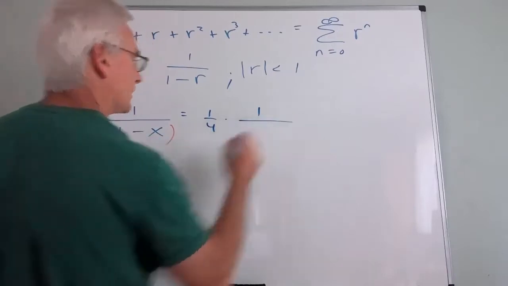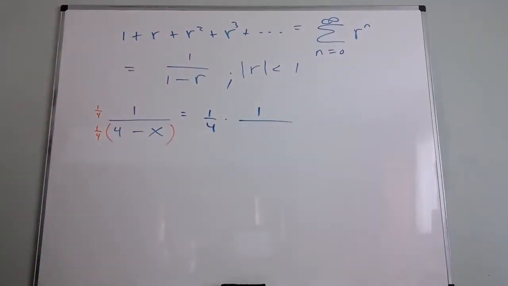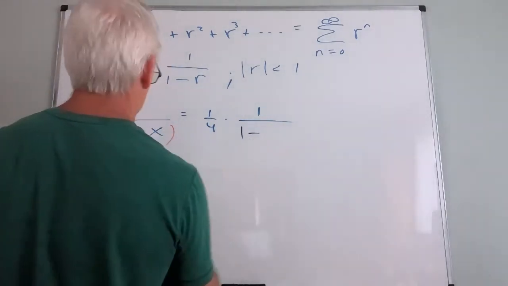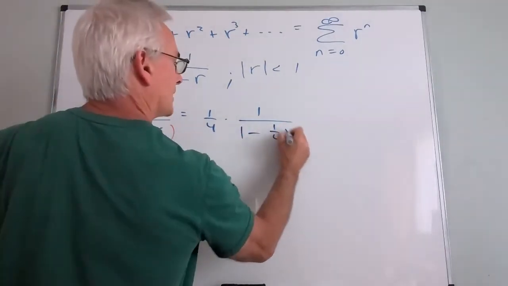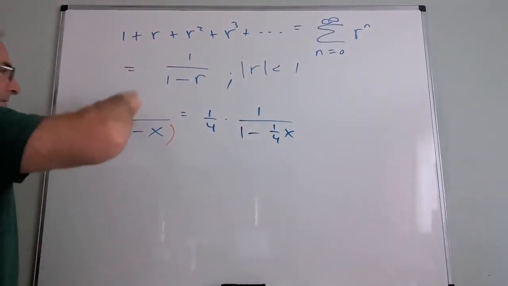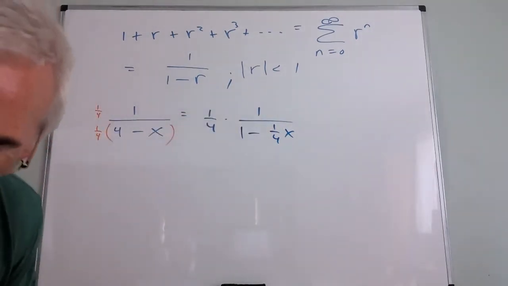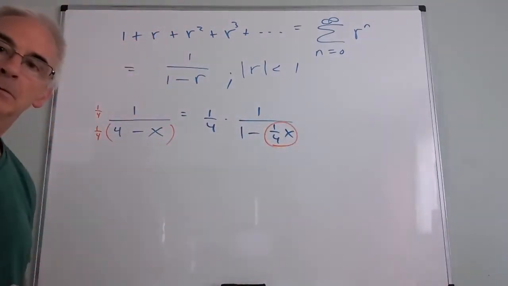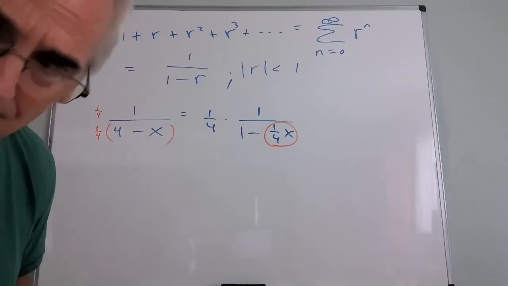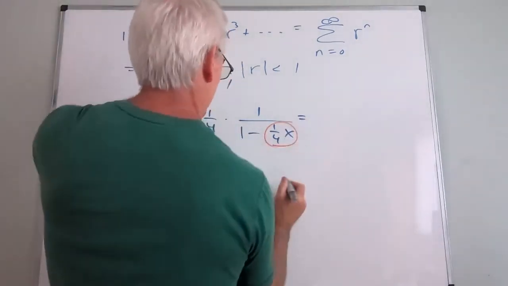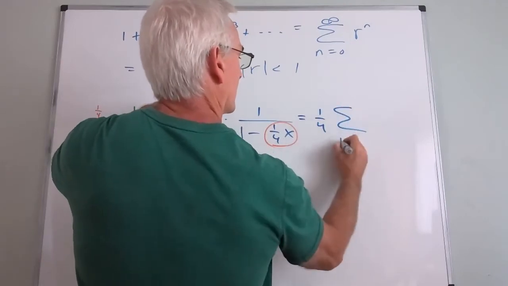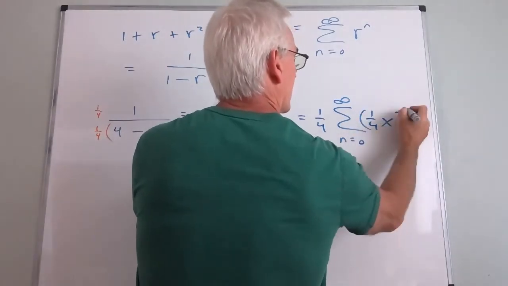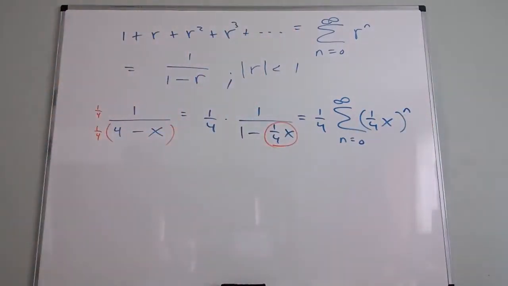I now have 1/4 times. Now, what do I have on the bottom? 4 times 1 minus x over 4. Yeah, all right, 1 minus a 4th x. Okay, so not really anything huge except 1 over 1 minus R. That's my R. Oh, can I do this? Can I do that? Stare at that for a moment.